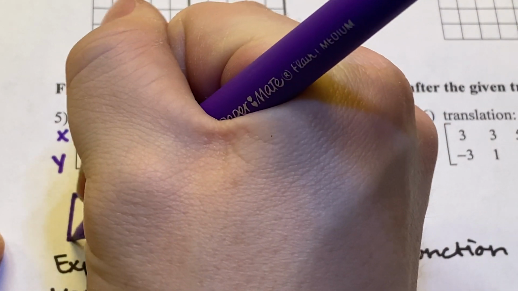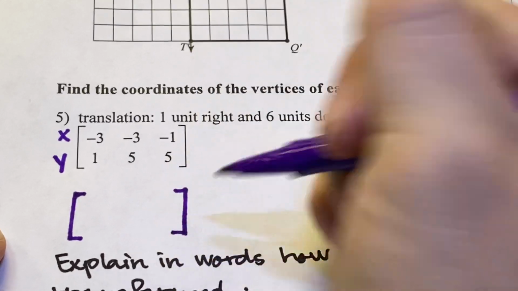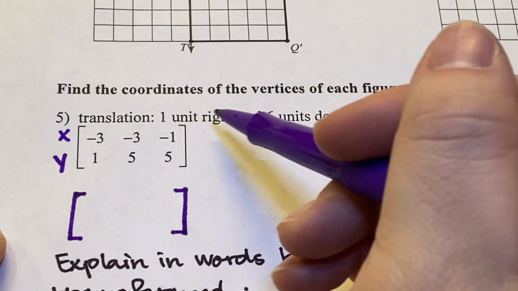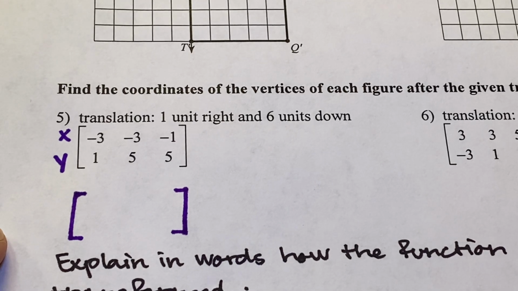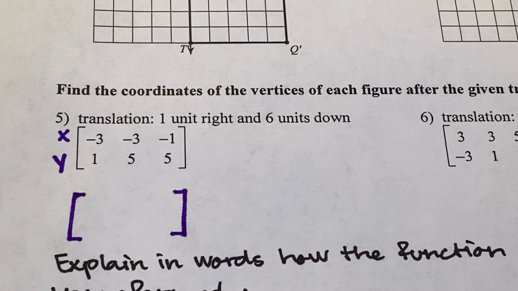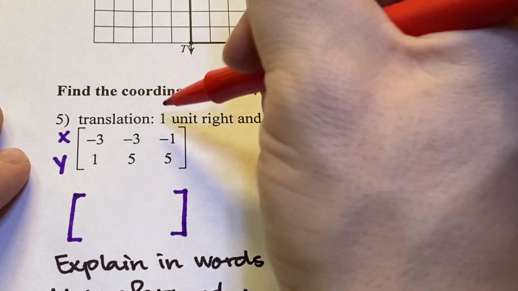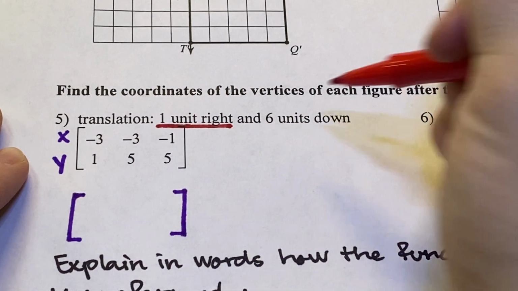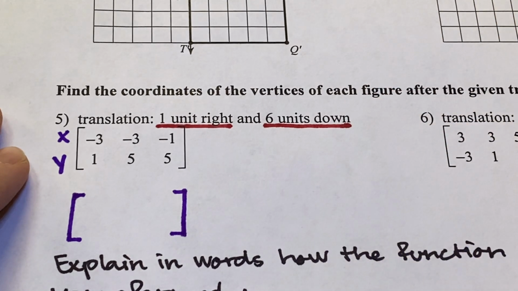Okay, and what we're going to do is write new coordinate points or vertices based on what it tells us, how it's moving. Okay, so let's read how it's moving. This is moving 1 unit right and 6 units down.